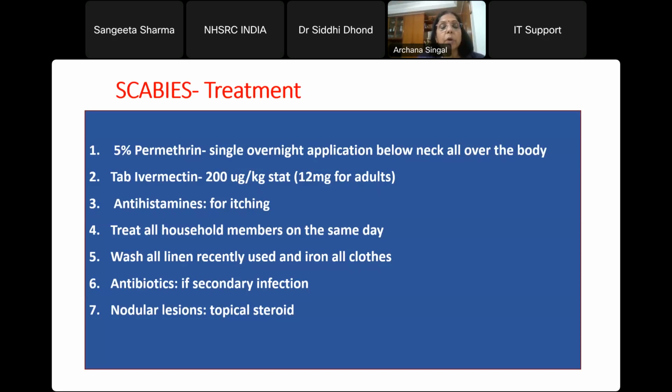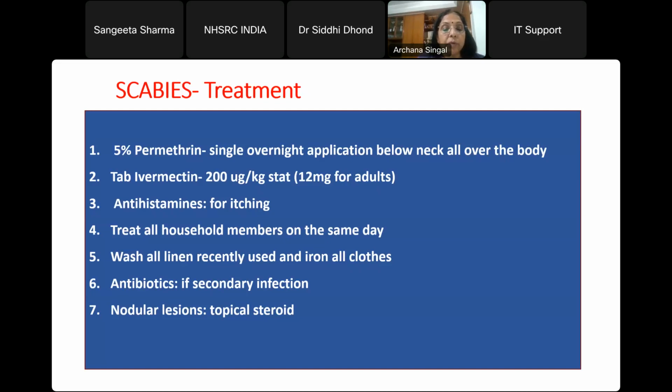Treat all household members, whether they are affected or not affected, on the same day. Wash all linen separately and iron all clothes. Iron, I am saying, for dermatophyte also, ironing is very important because it requires 60 degrees to kill the fungus. Similarly, this mite can stay away from the body for 2 to 3 days before it dies. So you have to iron to kill them.